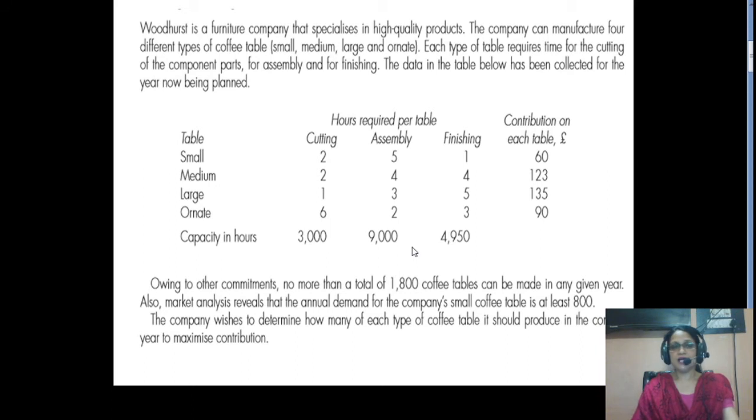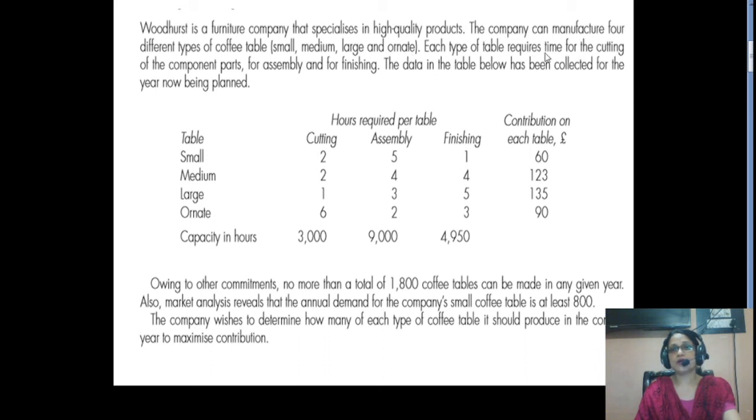Now, again, I'll be explaining the entire phenomenon with the help of an example, right? In the previous question, you saw that there were only two products, C1 and C2 or A and B. Now, here we have four types of products: small, medium, large and ornate, right? So, once again, let us understand the question well. Woodhurst is a furniture company that specializes in high quality products, right? Basically, it is a furniture company, so it is making four types of tables. The company can manufacture four different types of coffee table: small, medium, large, and ornate.